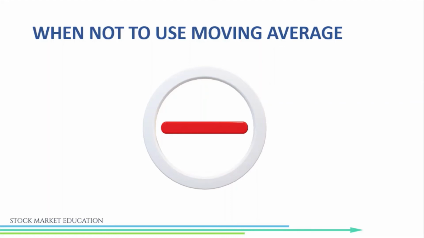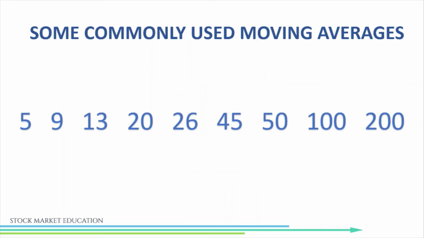Don't forget, when the market is moving sideways, in a consolidation phase, making a triangle formation or a flag formation, do not use moving averages. Just leave them aside, or just keep them, but do not focus much on them. Now these are some of the commonly used moving averages: 5, 13, 20, 26, 45, 50, 100, 200.